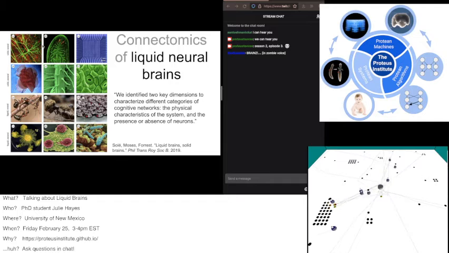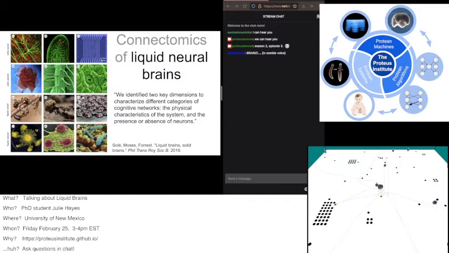So solid, the parts don't move. Liquid. Well, I just did air quotes, but I actually don't think that I figured out how to get my camera on here as well, so I don't think you can see me. But anyway, air quotes, liquid. Air quotes, brains. And so liquid being the agents move.